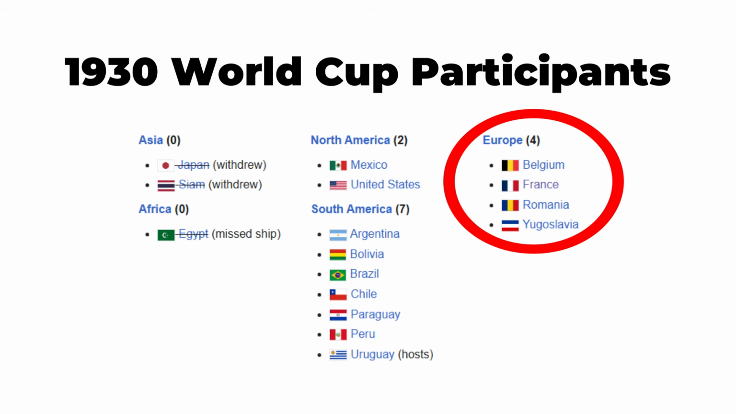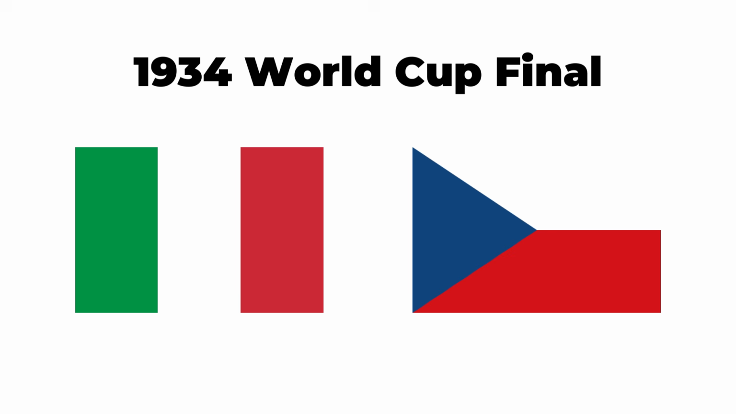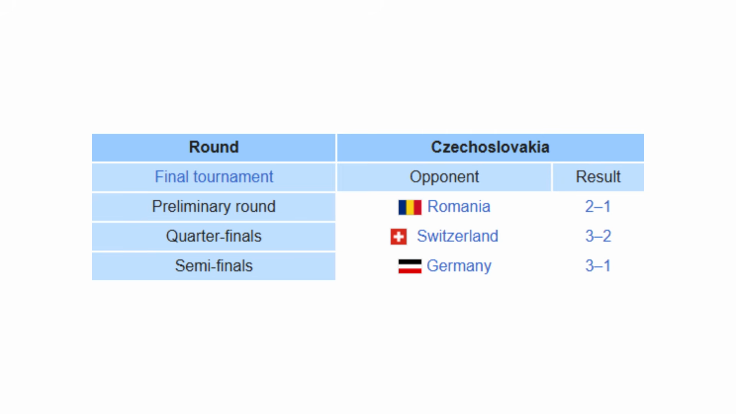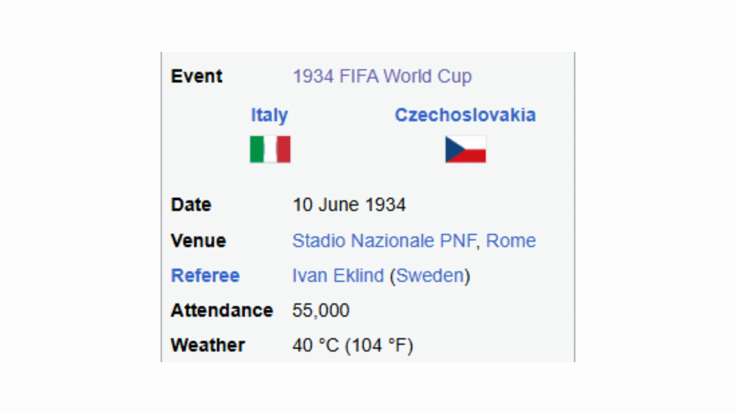country 4 years prior. So Italy's opponents in the Stadio Nazionale in Rome are Czechoslovakia, who eliminated Germany in the semi-final and had a top scorer in Oldrich Nejedly, who scored 5 goals in this tournament. Also, did you know this final was played in the 40-degree heat? And there is one more problem for the Italians.